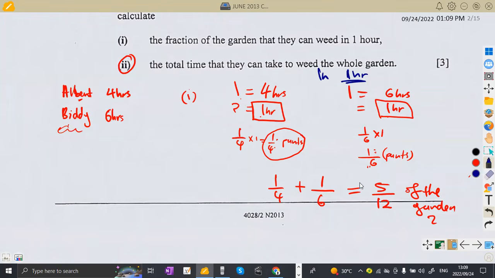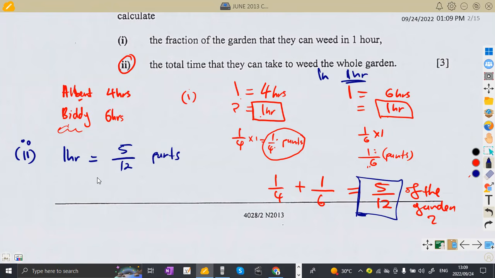So we're going to compare from what they did in an hour, because we know that in an hour, these guys working together can complete 5 over 12 of the garden. So that's what we're going to take now. In 1 hour, working together, they are going to cover 5 over 12 parts of the garden. So now what is the total time they are going to take to weed the whole garden?